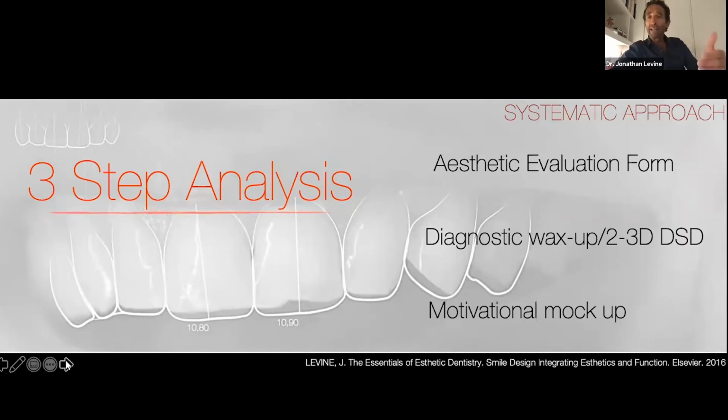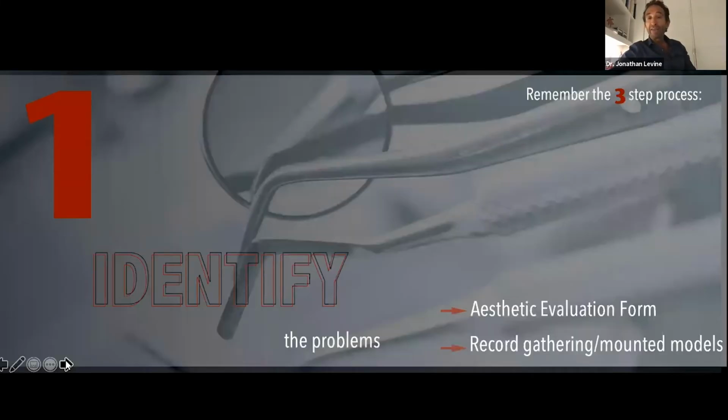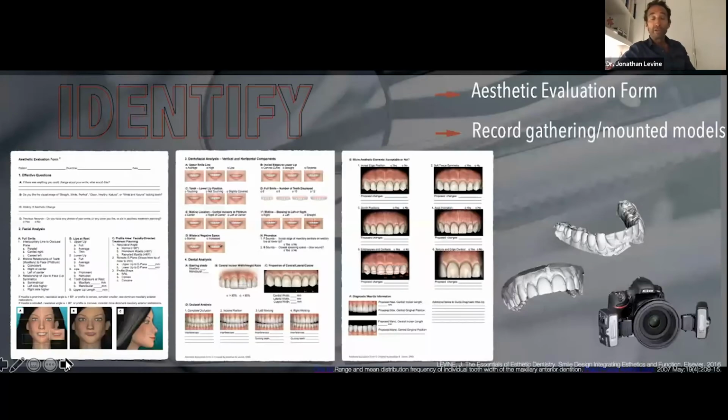So we do a diagnostic wax up. We can do it analog through wax up, or we can do it now digitally. And then we want to show the patient what we're thinking. This is not a completed wax up, but this allows us to show the patient what we're thinking so we can share it with them, and most importantly, to get them excited. So: identify the problem, aesthetic evaluation form, record gathering, mounted models, or do it digitally.